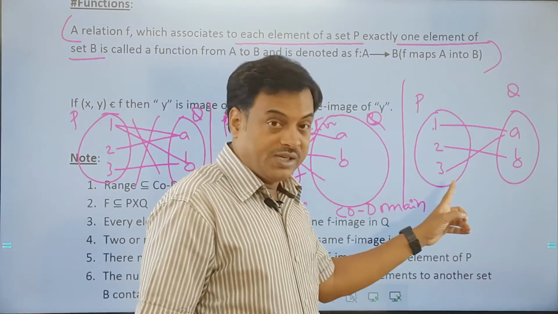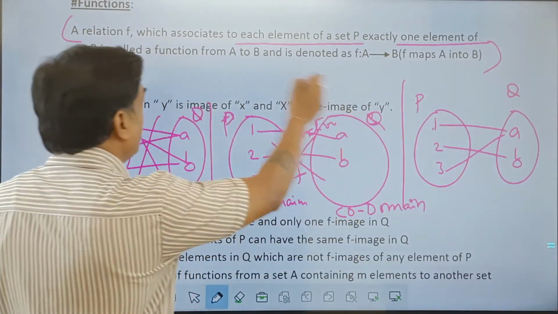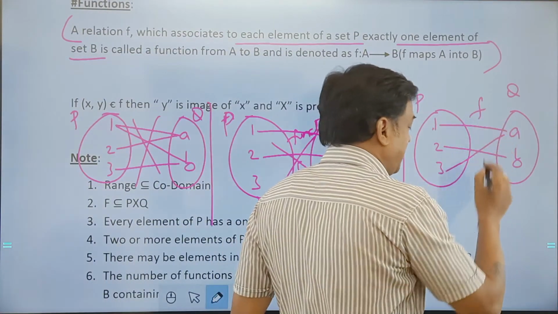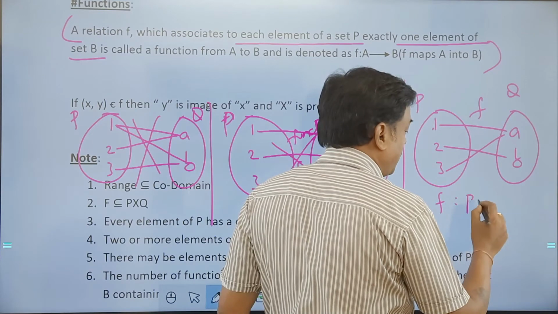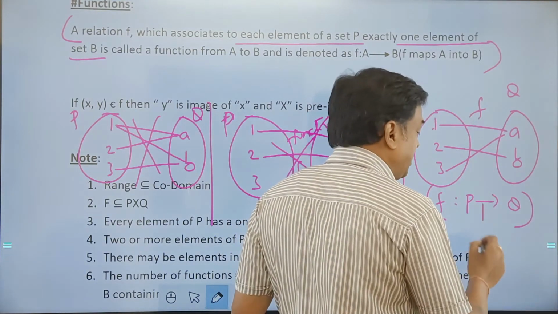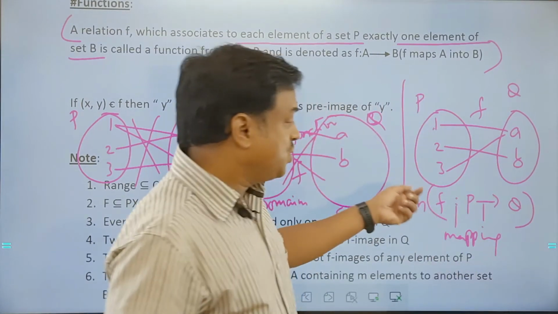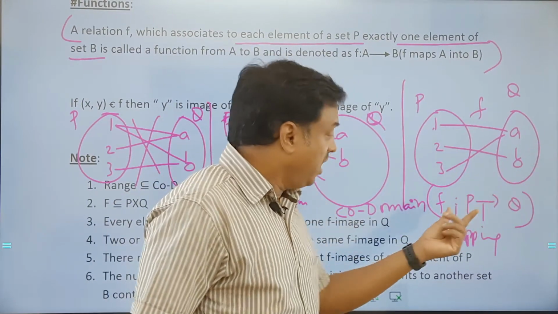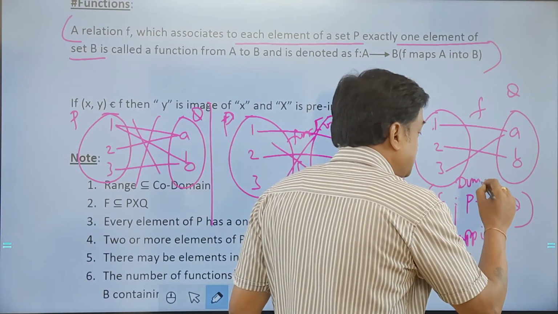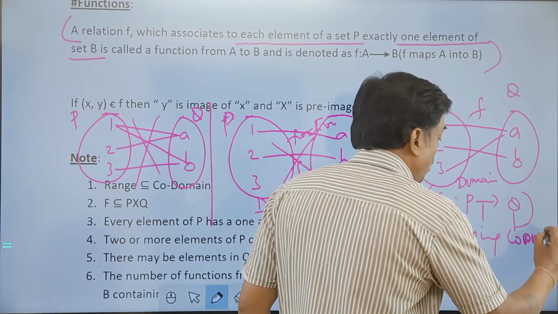Every element should be associated, and every element should associate with exactly one element. That is what is called a function. If I call the function f, then f is a mapping from P to Q. Whenever I write like this, P represents the domain and Q represents the codomain here.